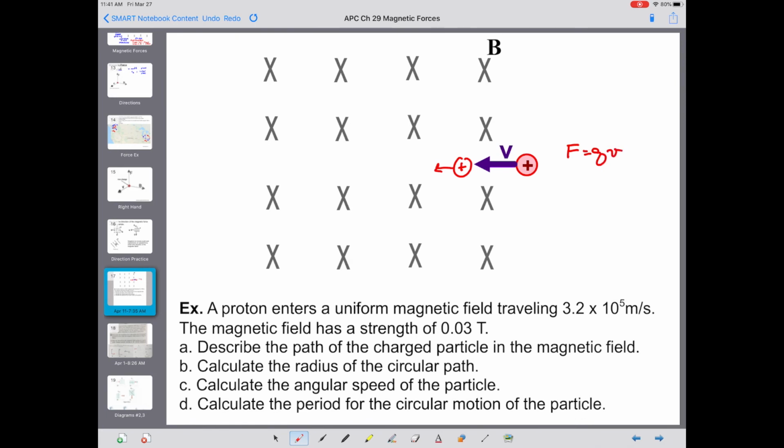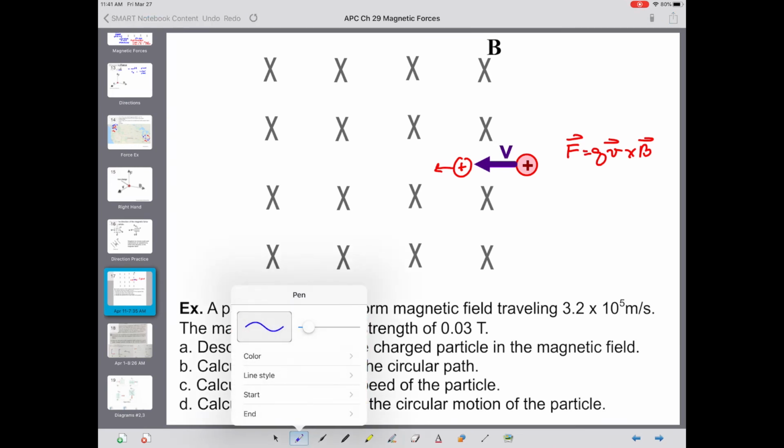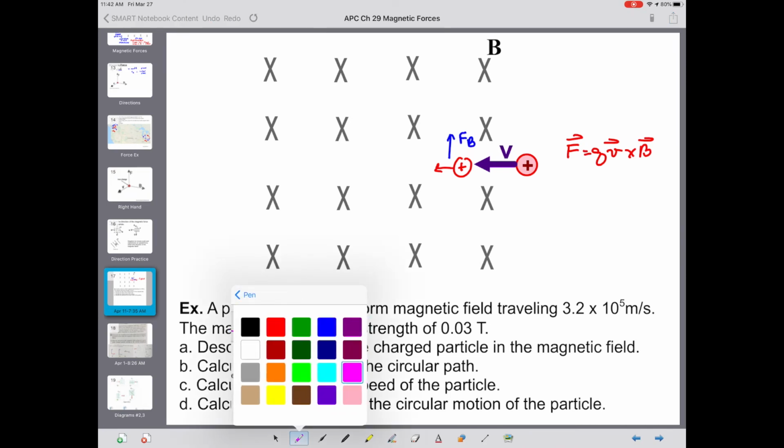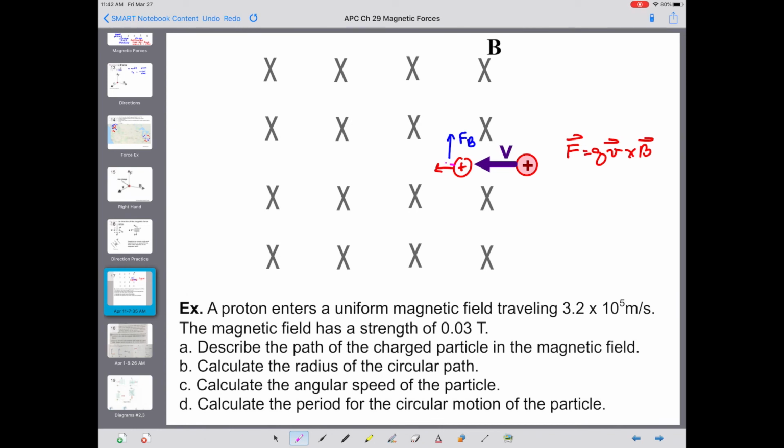F equals QV cross B. We would point our fingers of our right hand to the left, wrap our fingers then into the screen or downward, okay, from my point of view. And so what we're going to get on our object is a force in this direction. And so then what's going to happen to the positively charged particle is that it is going to move in this direction, and it's going to circulate. And that's what we're going to calculate in B, C, and D.